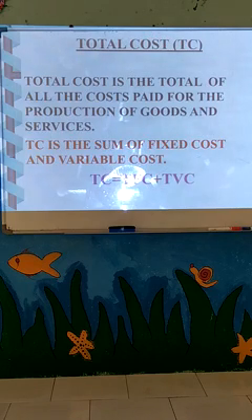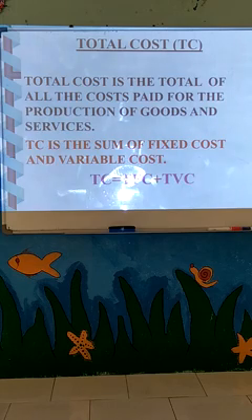Next we are going to see what total cost is. Total cost is the total of all the costs paid for the production of goods and services. In other words, TC is the sum of total fixed cost and total variable cost. If we add the total fixed cost and total variable cost, we will get the total cost. The formula for the TC is TC is equal to TFC plus TVC. You have to add the TFC and the TVC, then we will get the TC.